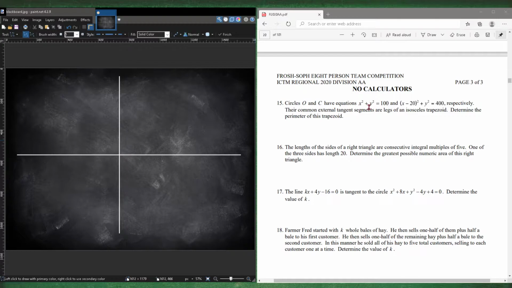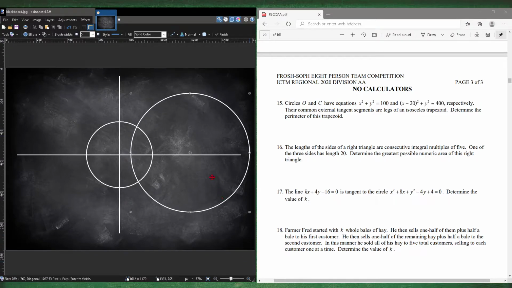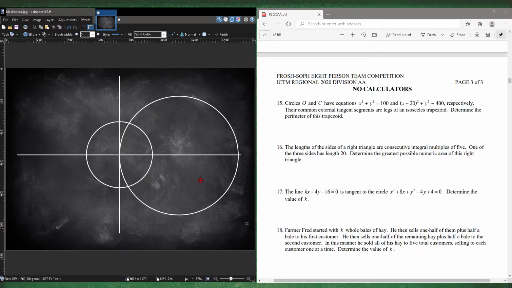So the first circle is at the origin. The square root of 100 is 10, so its radius is 10. Something like that. And then we have another one that's at center (20, 0), and it has a radius of square root of 400, which is 20, so it goes through the origin. So it's a bigger circle that goes through the origin. Something like that.